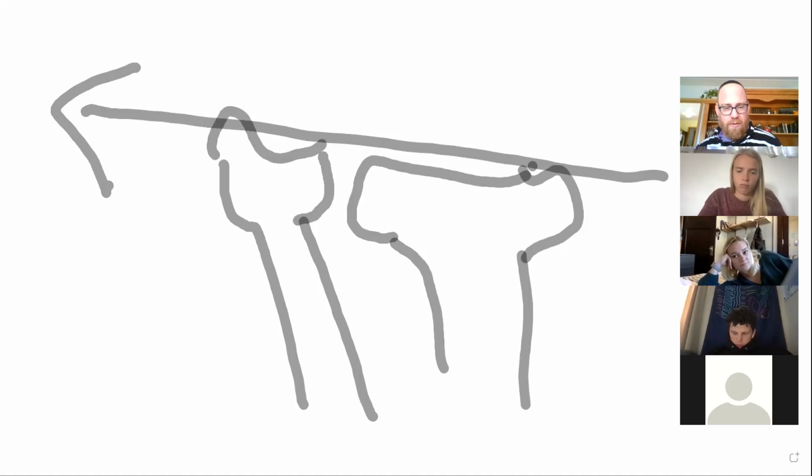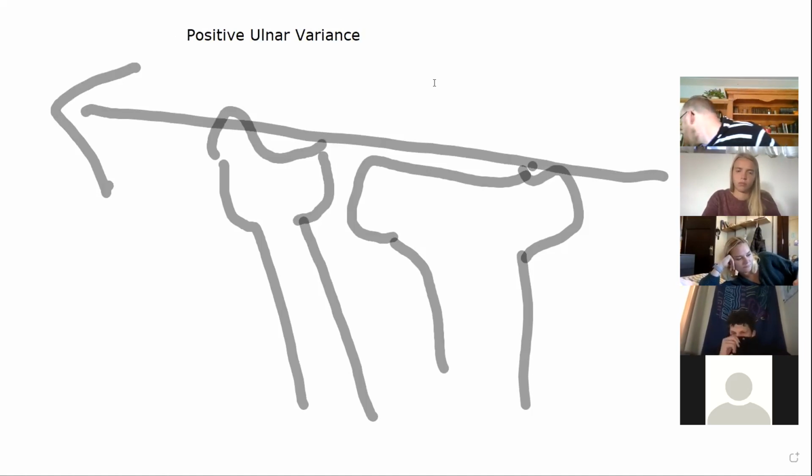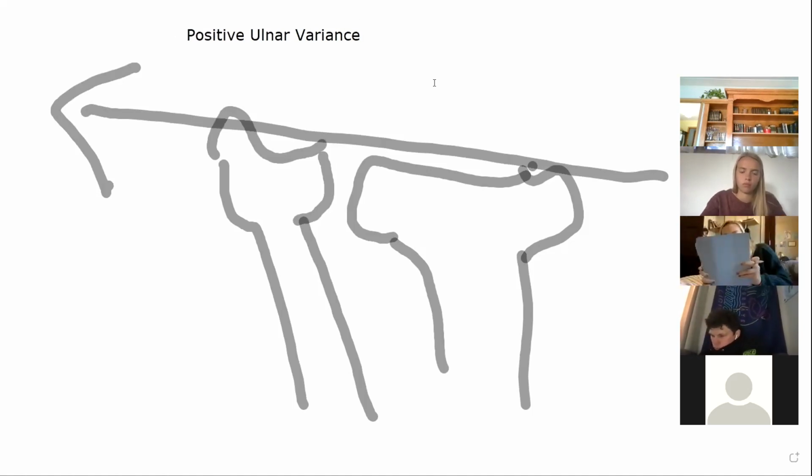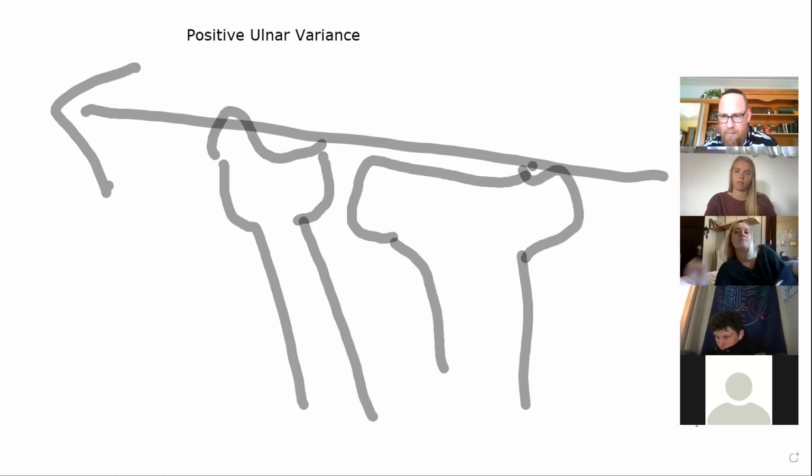Okay, what in the world is this called? This, and you will see this, is called positive ulnar variance. Positive ulnar variance. Hang on, I'll let you guys write that down. My dog is whining at the back door. Okay, so that's positive ulnar variance. Let me know when you guys have that. I see people still writing.